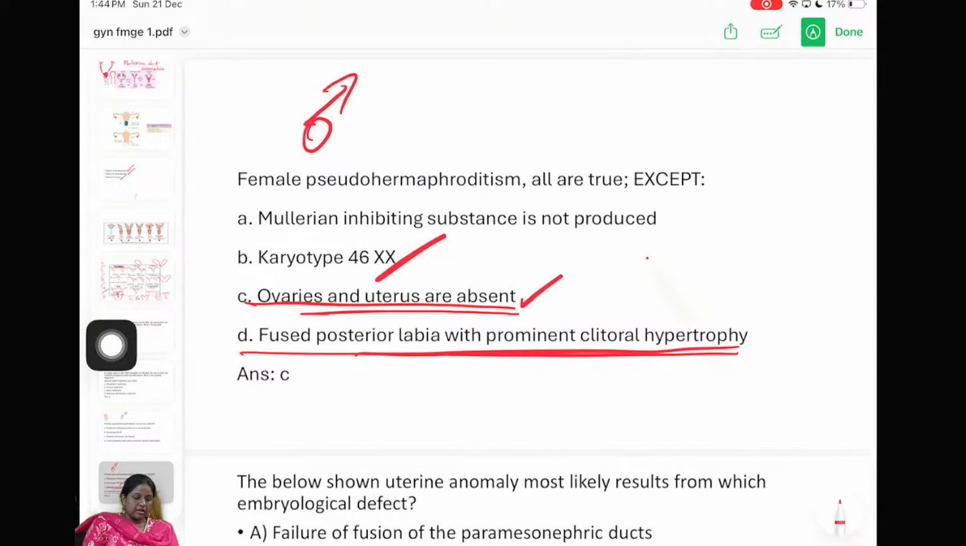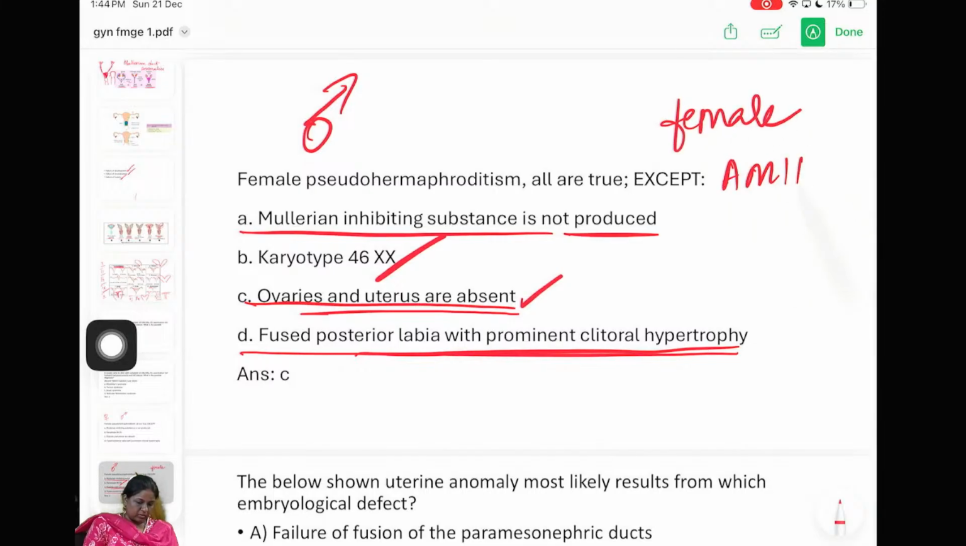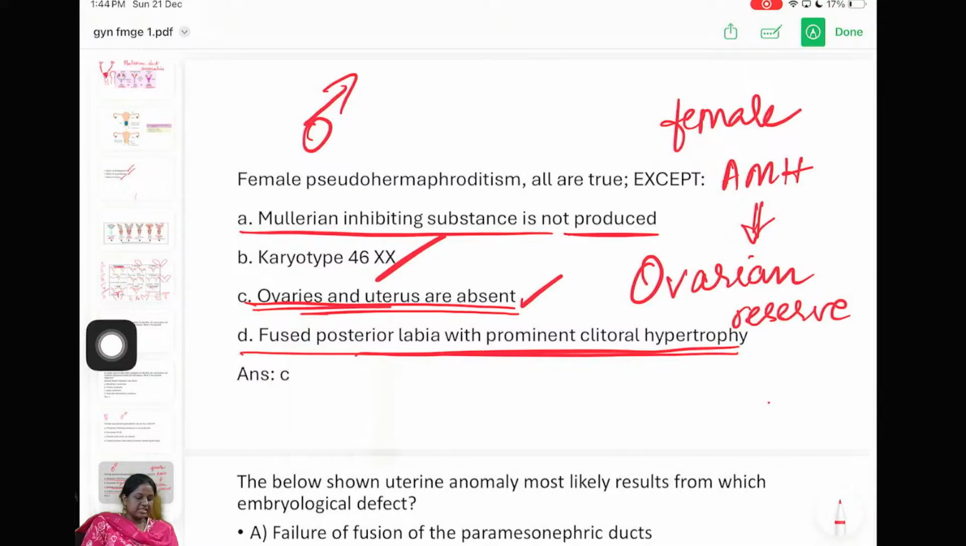As for Mullerian inhibiting substance not being produced, even females will be having AMH, anti-Mullerian hormone. This is actually present to some extent. AMH is used in the diagnosis of ovarian reserve in infertility. It is not that AMH is completely absent in females. It is actually present to some extent. So the answer, which is not true, is that ovaries and uterus are absent. No, the patient will have ovaries and uterus.